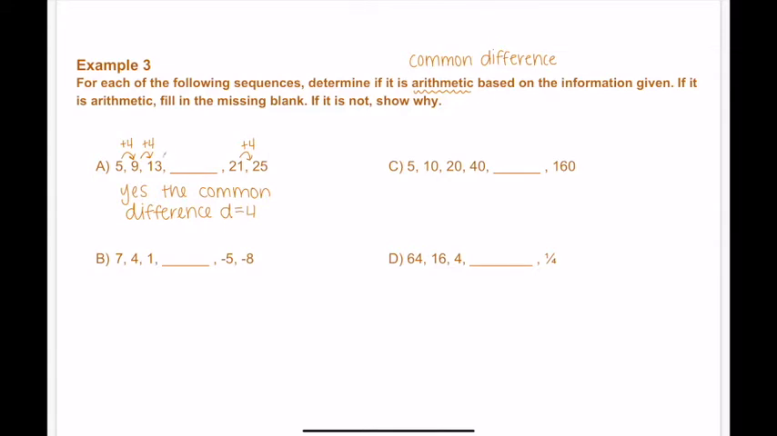Right, so if the common difference is 4, we can fill in that blank. 13 plus 4 is 17. 17 plus 4 is 21. So that's just a way of checking yourself. In part B, from 7 to 4, notice this is decreasing, so we're going to be subtracting 3. 4 to 1 is -3. -5 to -8 is -3. So yes, we can use that to get from 1 to the next number. So 1 minus 3 is -2, and just to check, -2 minus 3 is -5.